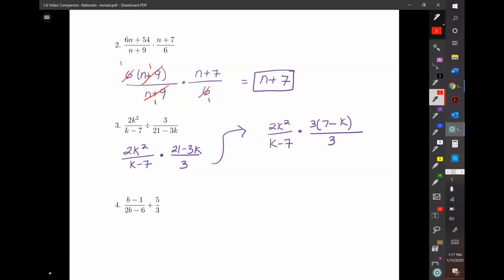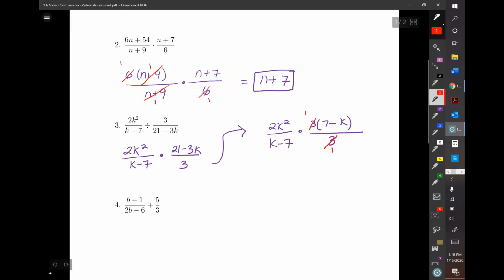Now I can reduce any common factors. So I have a 3 divided by 3 in the second term. That becomes 1. The other thing I have here is 7 minus k in the numerator of the second fraction and k minus 7 in the denominator of the first fraction. Now those are really close. I could work with that a little bit.